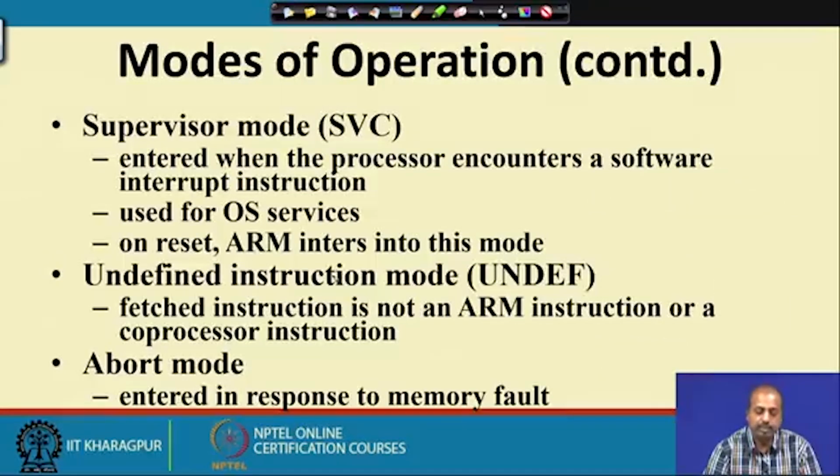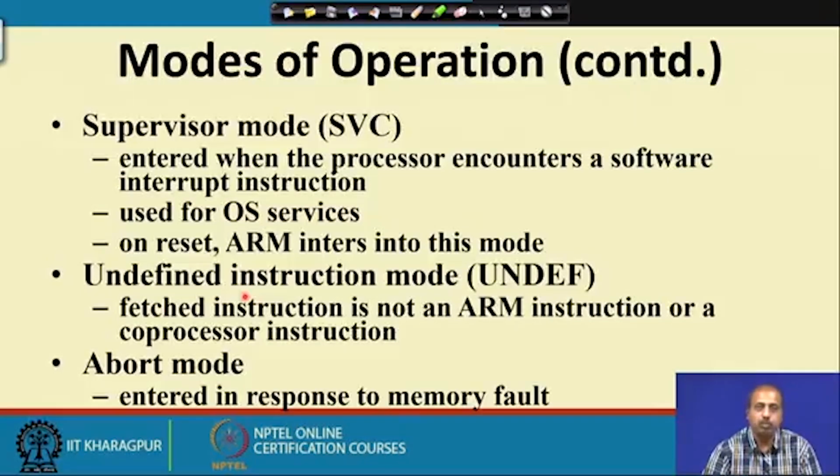There is one undefined instruction mode. Undefined instruction mode says that this fetched instruction is not an ARM instruction or a coprocessor instruction. The processor is continually getting instructions from memory. If the program loaded in memory is not loaded properly, some of the instructions are wrong, in the sense that they do not correspond to any of the valid opcodes. In that case, the instruction is an undefined instruction, and then the processor will go to this undefined instruction mode, and accordingly it will do some operation.